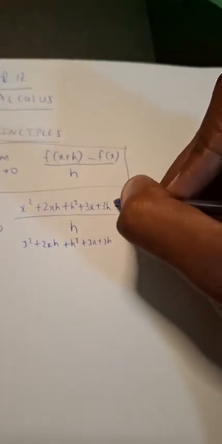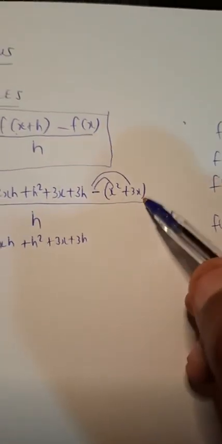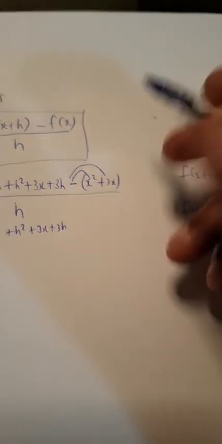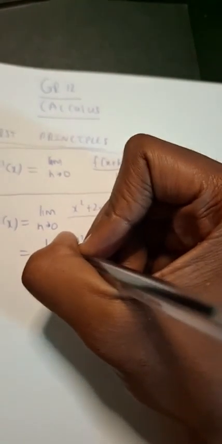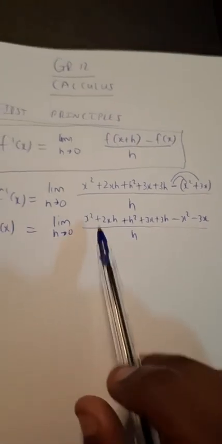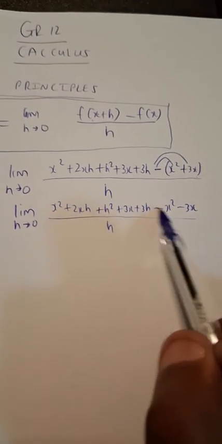Take the negative, distribute it inside that bracket. Very important, because that minus sign, that's why we put it in brackets. We put f of x in brackets so that we can ensure that the negative sign is distributed to the two terms. So then we have negative x squared minus 3x. It's all over what? Over h. Let's not forget the limit as h approaches 0. And of course, we are all working towards finding the derivative of that particular function, which is x squared plus 3x. So let's go. Now, like terms, it's time for like terms.